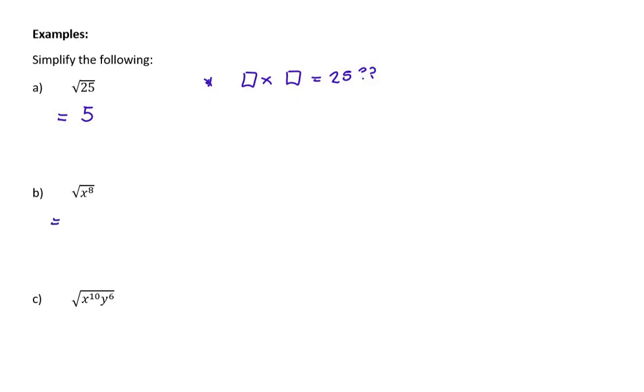Right, next one. What multiplied by itself would give me x to the power of 8? So if I had 8 x's and I had to divide them up into 2 equal groups, I would have x multiplied by itself 4 times in each group. Because when you multiply powers of the same base, you would add those two exponents together. So I'm basically dividing an exponent of 8 into 2 separate groups.